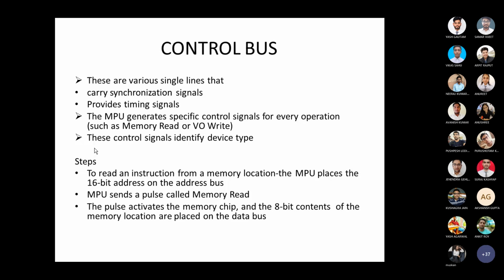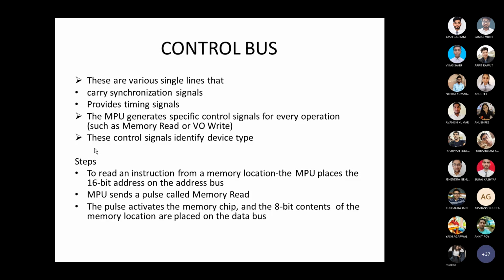Okay, so what are the different steps? Suppose any data manipulation in memory has to be completed, then what is the step? So the first step is to read the instruction from a memory location. Suppose we have given a particular instruction at a particular program counter location, then this instruction will be read.